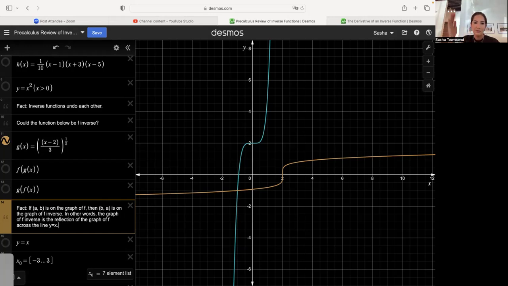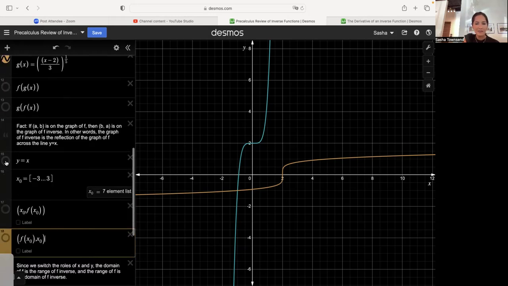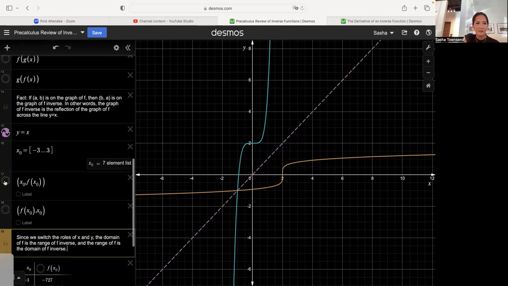But that means whatever was a y value before is now an x value, and whatever was an x value before is now a y value. So if a point (a, b) is on the graph of f, the point (b, a) is on the graph of f inverse. And we can see that visually. We look at y equals x here. Let's graph the points x, f of x, and label those points. So the point (-1, -1) is on the graph of f, (0, 2) is on the graph of f, and (1, 5) is on the graph of f.